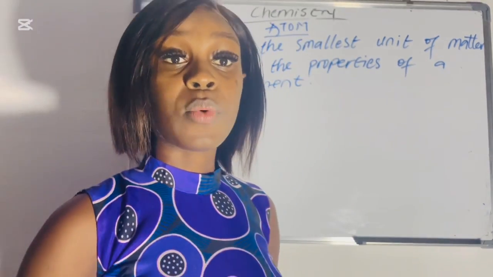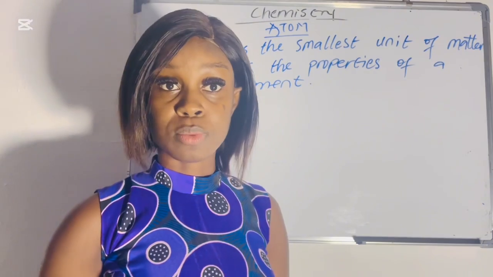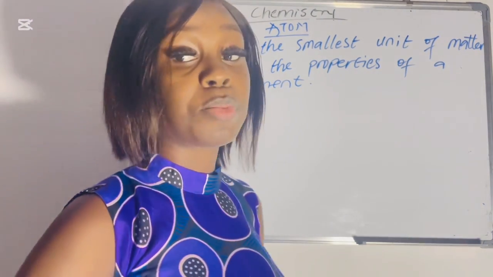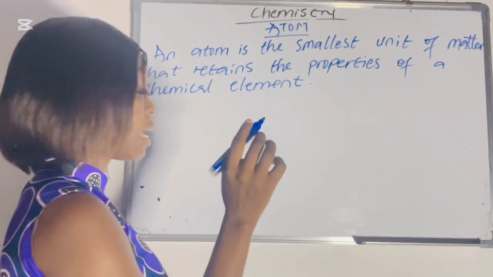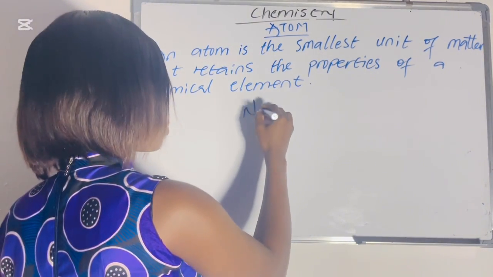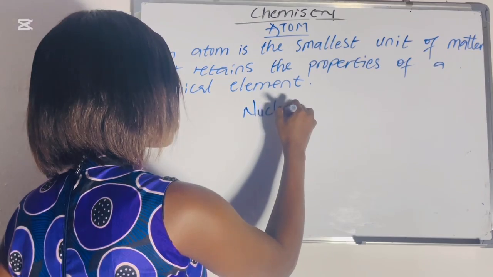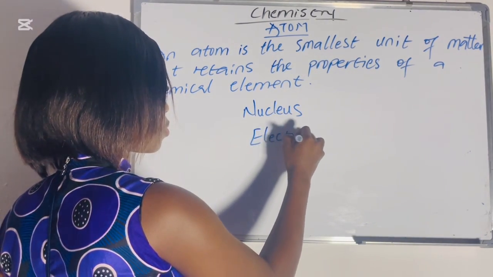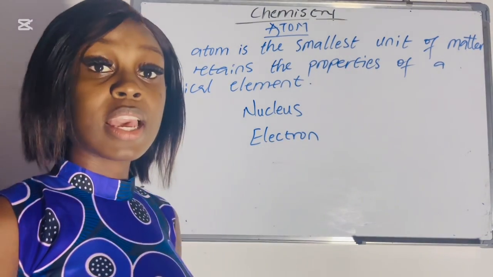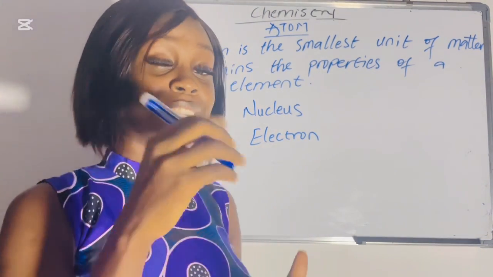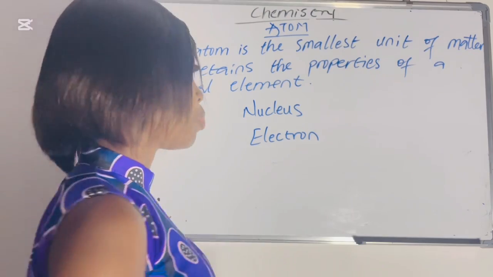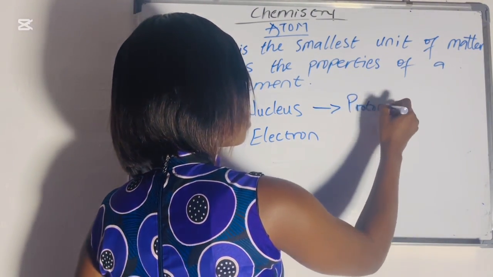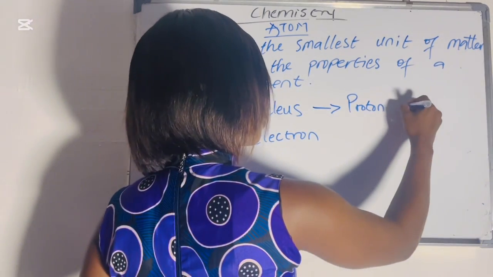What are the things that when you see, you know that this is an atom? This atom belongs to this particular element. This atom represents this particular element. An atom is made up of a nucleus and an electron. A nucleus and an electron. Inside the nucleus of an atom, we have the proton and the neutron.